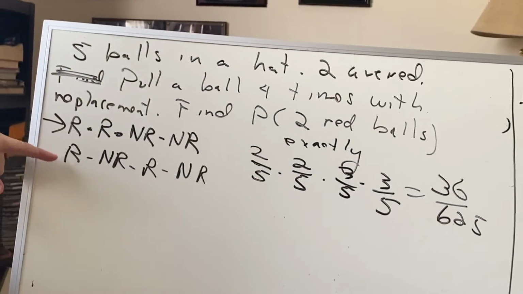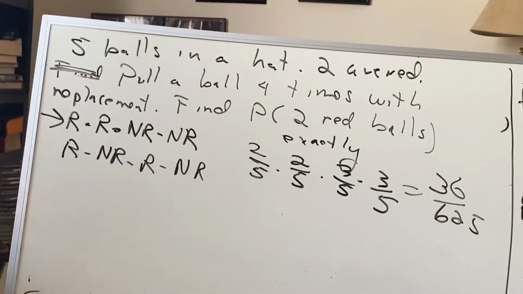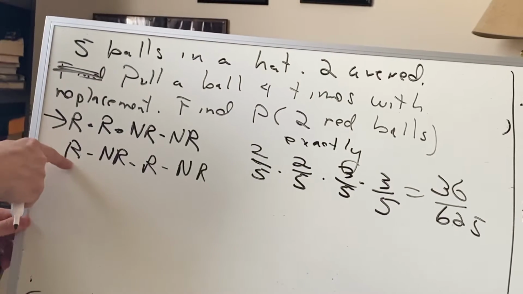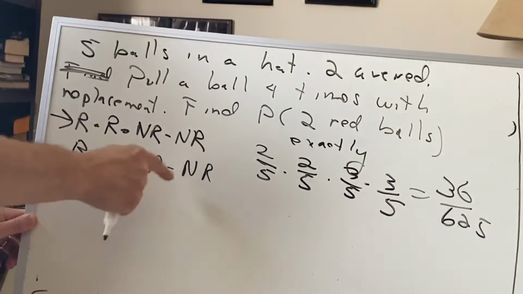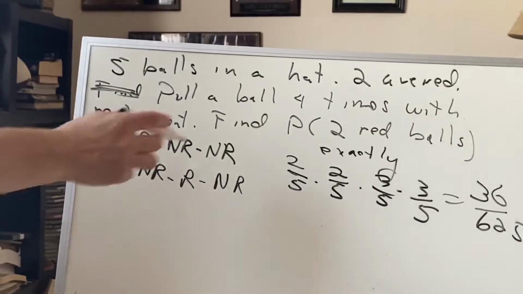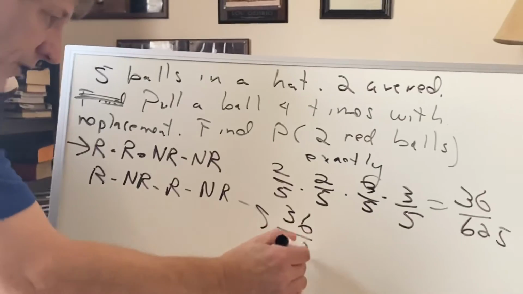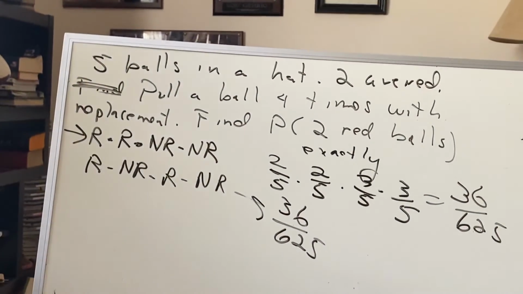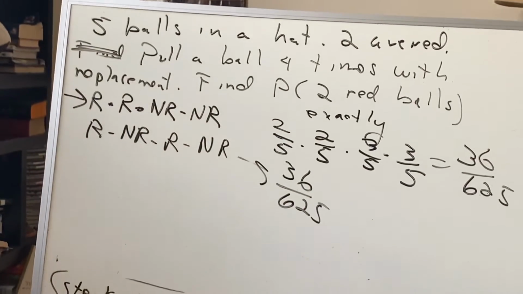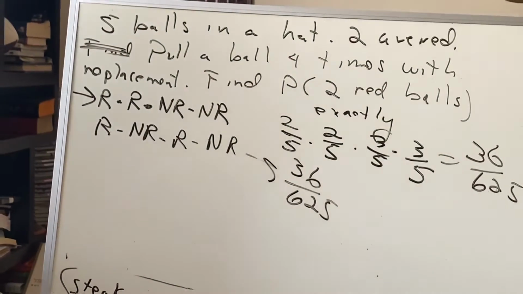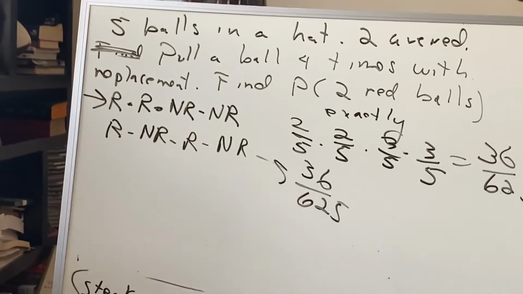Okay, well, with this one also, I'm not going to write it out, but you can easily see what's going to happen. We're going to have red, non-red, red, non-red. We're going to have 2/5, 3/5, 2/5, 3/5. We're going to have the same four numbers in a different order. This one is going to be 36 out of 625, okay? All right, well, how many different ways can this happen, okay? Well, now we use the idea of combinations, okay? And I want to use that term, well, you know, it's not a combination problem per se, but inherent in this is a combination.